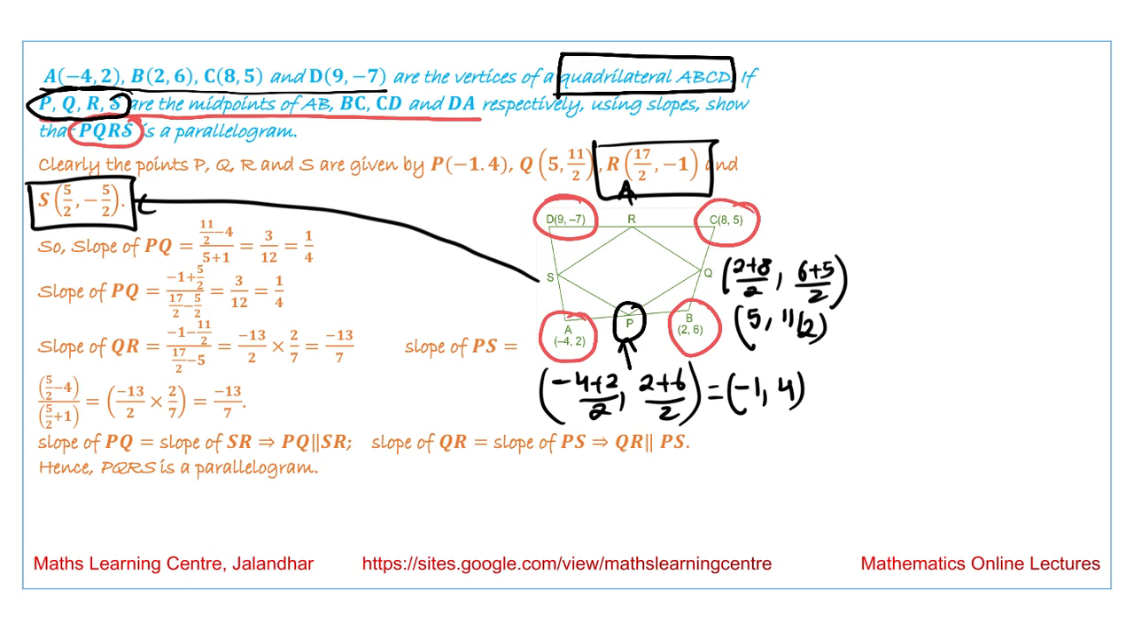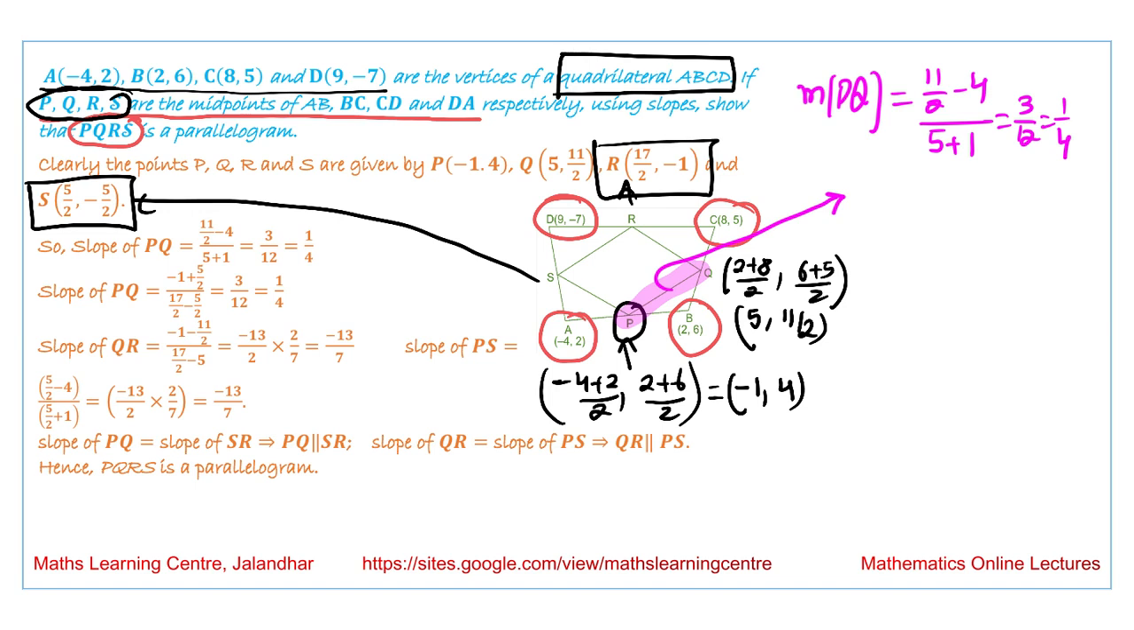Next, we calculate the slope of the line PQ. We are saying the slope of PQ is equal to (11 by 2 minus 4) divided by (5 plus 1). The answer we obtain is 3 by 12, which is equal to 1 by 4. Now we are talking about the slope of the line RS.